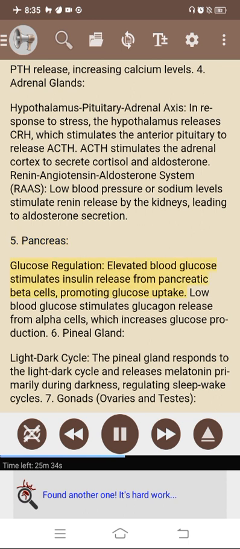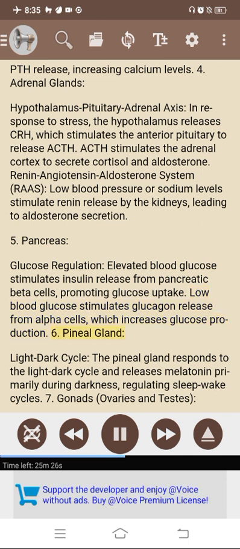5. Pancreas. Glucose regulation. Elevated blood glucose stimulates insulin release from pancreatic beta cells, promoting glucose uptake. Low blood glucose stimulates glucagon release from alpha cells, which increases glucose production. 6. Pineal gland. Light-dark cycle. The pineal gland responds to the light-dark cycle and releases melatonin primarily during darkness, regulating sleep-wake cycles.